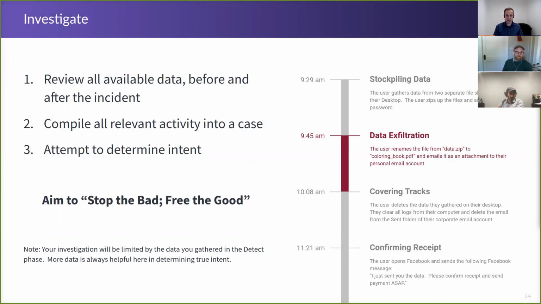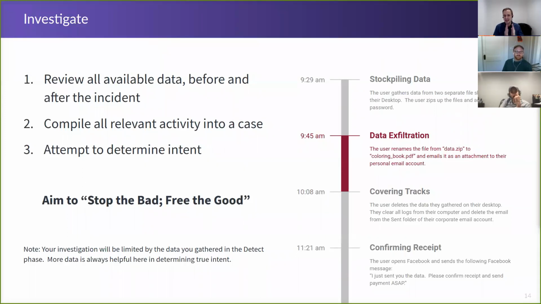Compiling all of this activity in sort of a timeline view helps to create that picture. In this example, somebody stockpiles data, then, here's the inciting incident, they exfiltrate that data, and then afterwards they cover their tracks. And lastly, if they open Facebook and send a Facebook message that says, "I just sent you the data, please confirm receipt and send payment ASAP," that provides a huge amount of context around that person who emailed something out of the company to their personal email address.